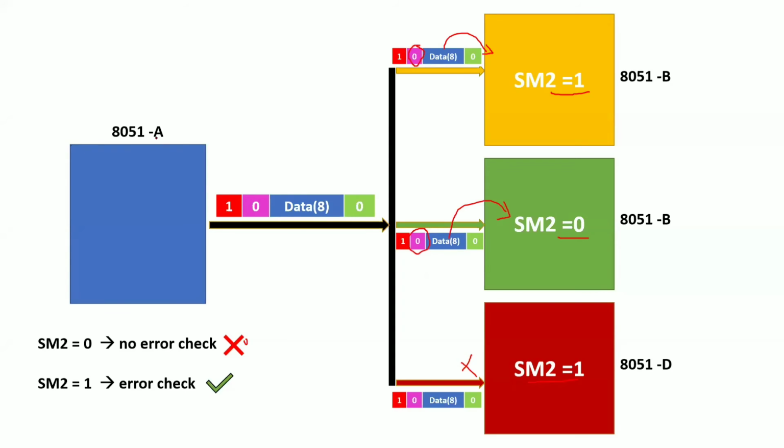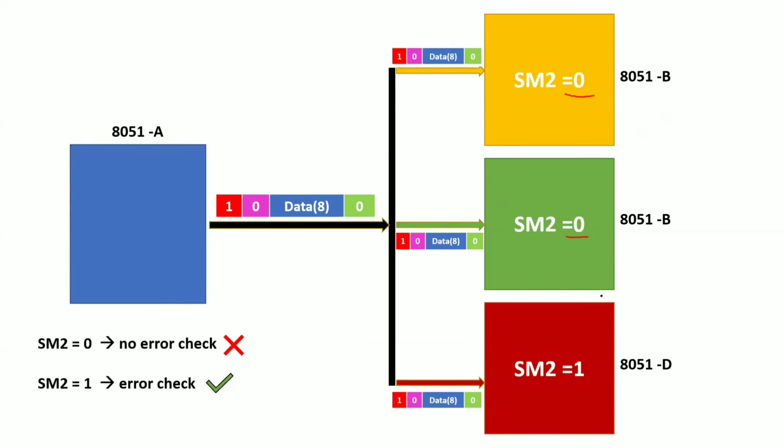Now A device is sending the data, B device is receiving the data. The other two devices are not receiving this data. That means I am using unicasting. Unicasting means I want only one device to receive this data. During that time I will use this 0 bit. And suppose I want to transmit the data to 2 devices, not all 3 devices, only 2 devices. Now what I will do, I will put SM2 equals 0.